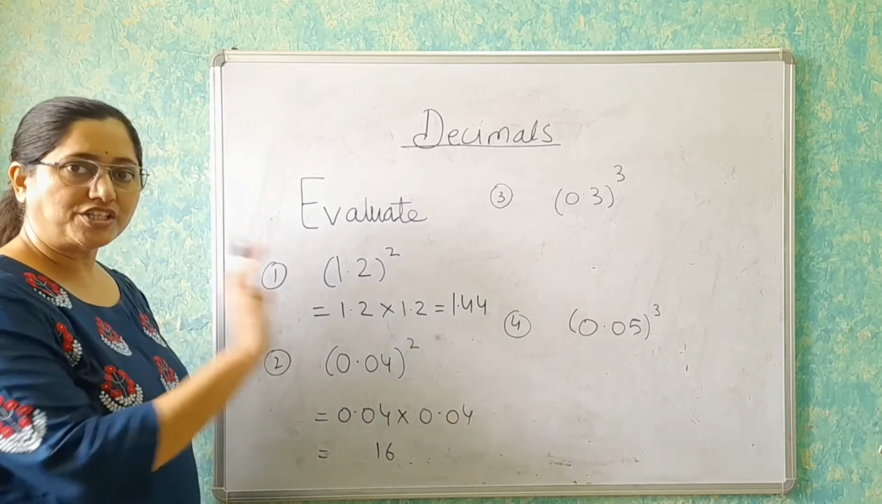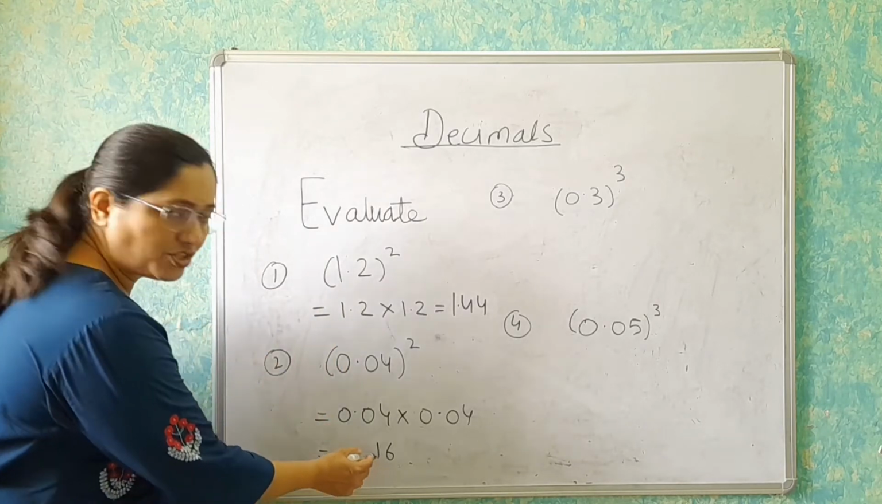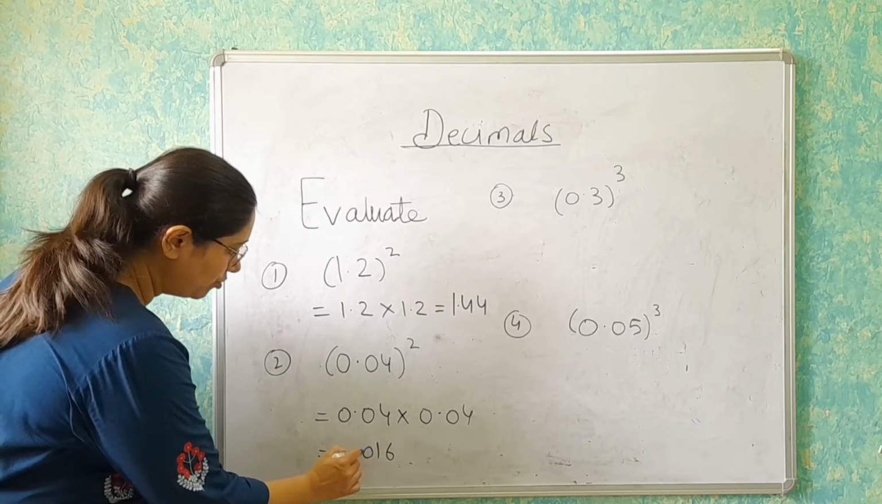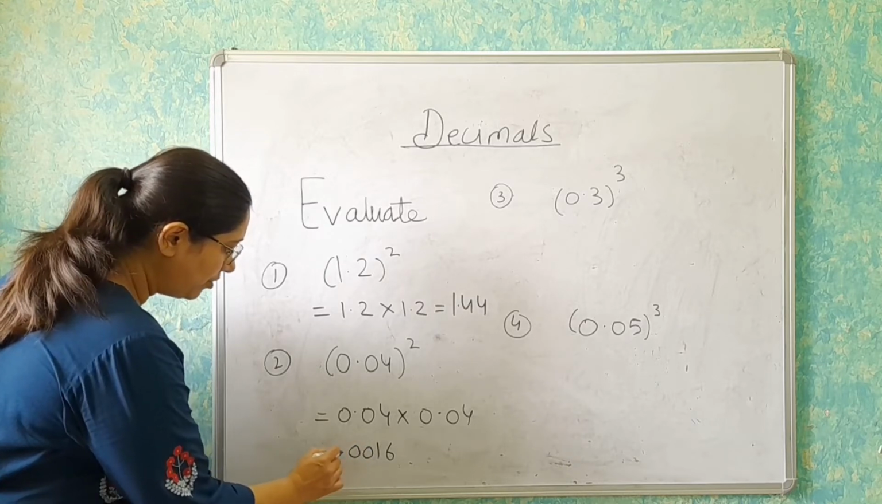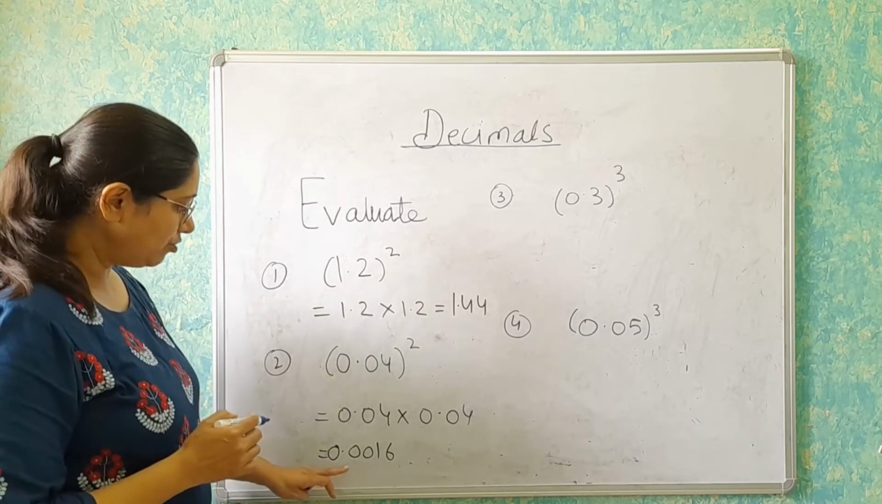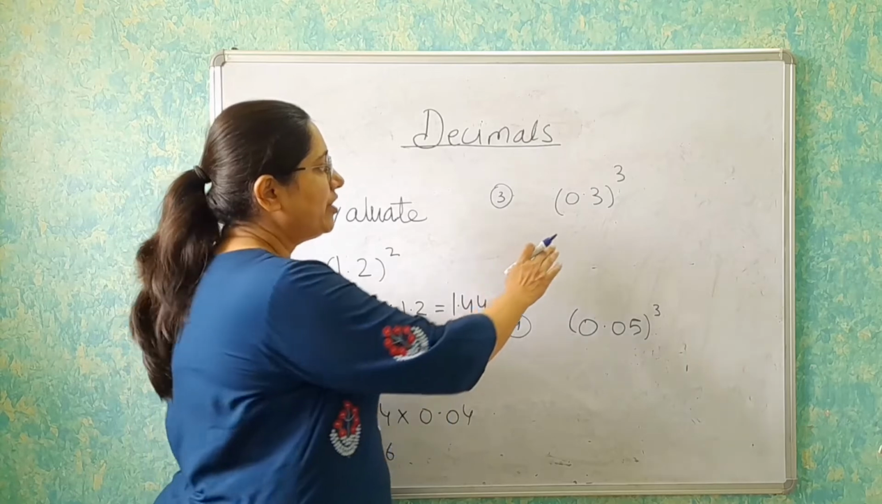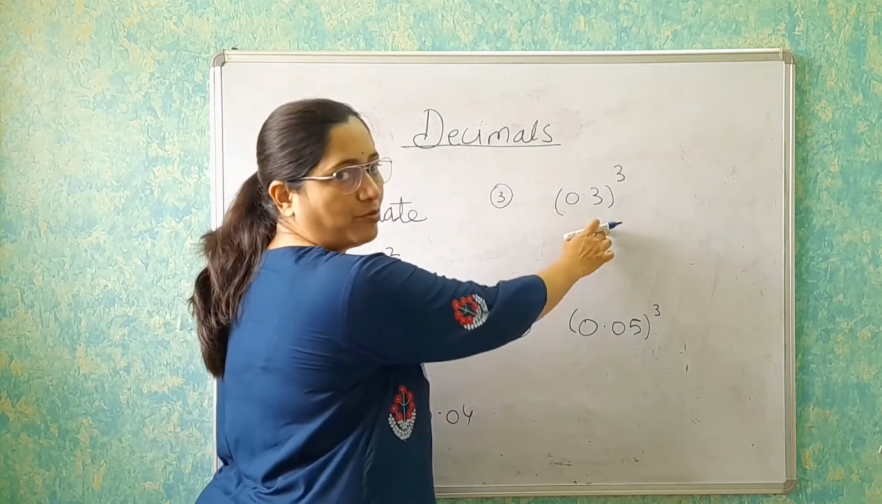So after 4 digits from the right hand side, I will put a decimal point. But there are just 2 digits. So I will put 2 more zeros and then I will put a decimal point and again a 0. So our answer is 0.0016. In our next example, we have to find the cube of 0.3.